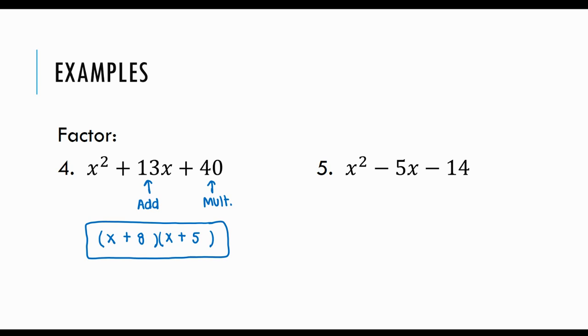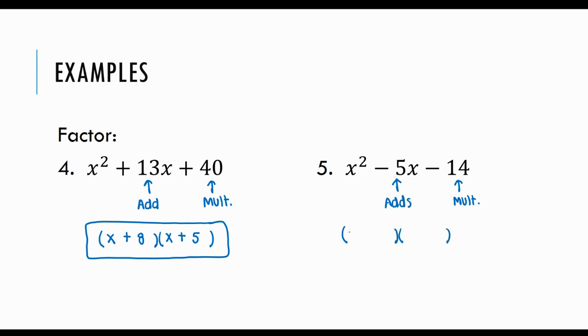X squared minus 5x minus 14. Once again, if I try to look for a GCF, there's no numbers that all three terms have in common. Same thing with variables. So no GCF, no number in front of the x squared, so it's a lead coefficient of 1. So it's just what multiplies to the last number but adds to the number in the middle.